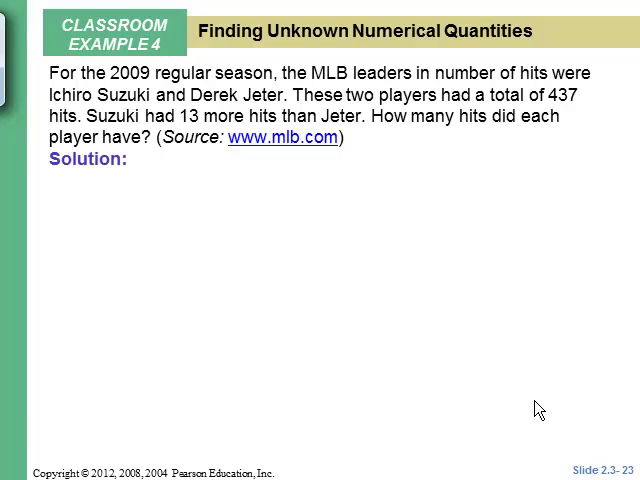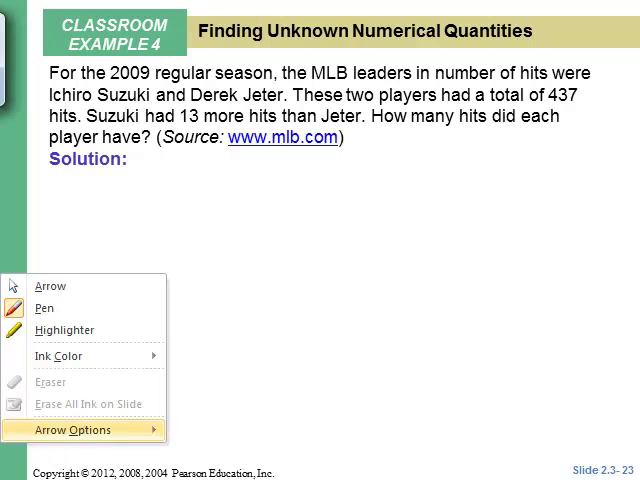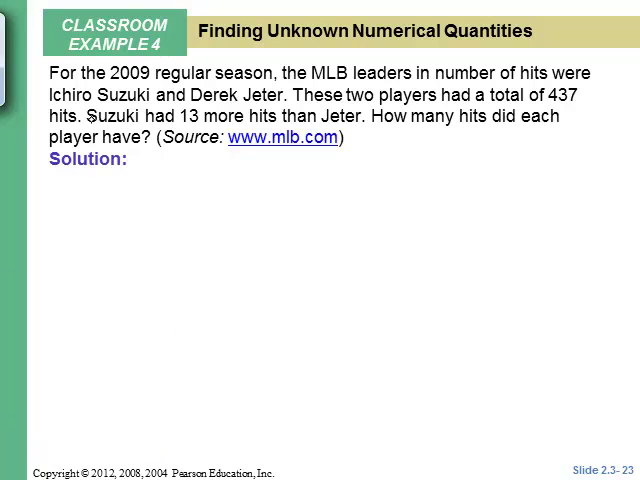For the 2009 regular season, Major League Baseball leaders in number of hits were Ichiro Suzuki and Derek Jeter. These two players had a total of 437 hits. Suzuki had 13 more hits than Jeter. How many hits did each player have? The key sentence in this statement is right here.